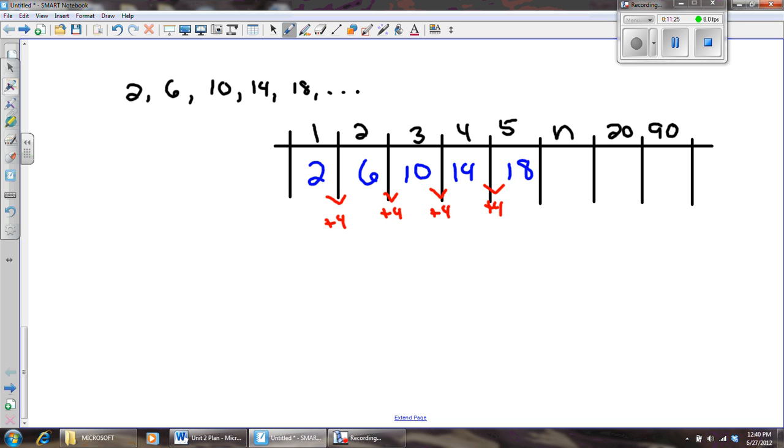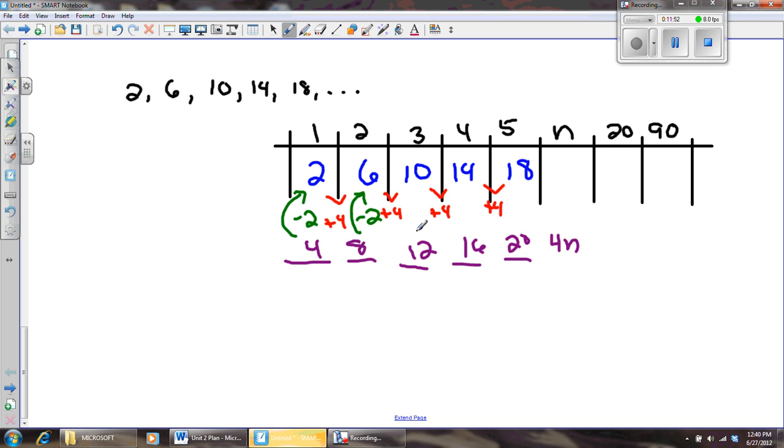My answer has to be something like 4n. I'll test it and see if they're all off by the same amount. 4 times 1, 4. 4 times 2 is 8. 4 times 3 is 12, 16, and 20. And then ask myself, how do I turn the purple into the blue? Looks like I'm subtracting 2 there. Minus 2, minus 2, minus 2, and minus 2. What do I need to do to 4n? I need to subtract 2, 4n minus 2.